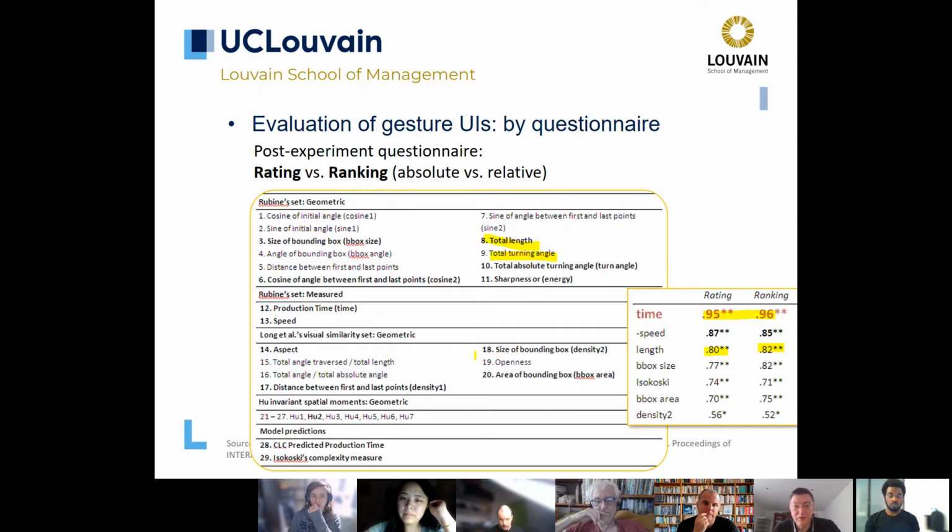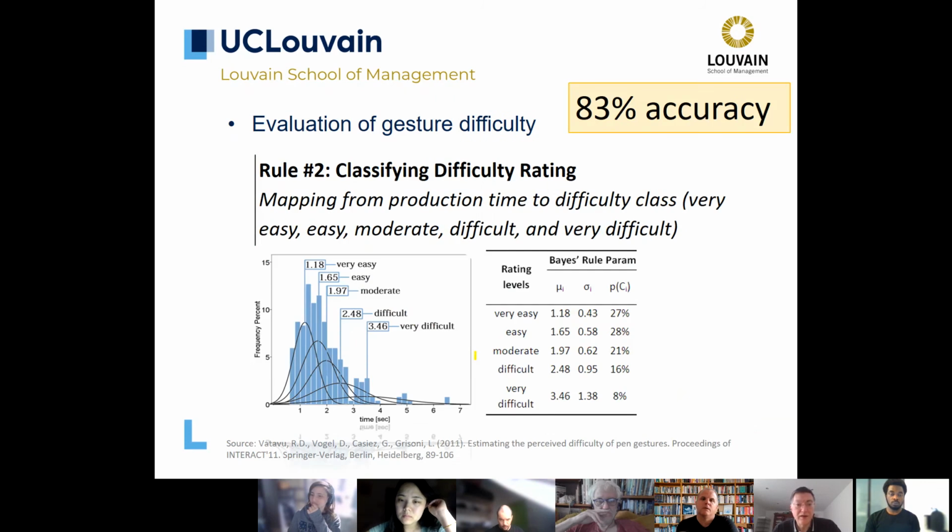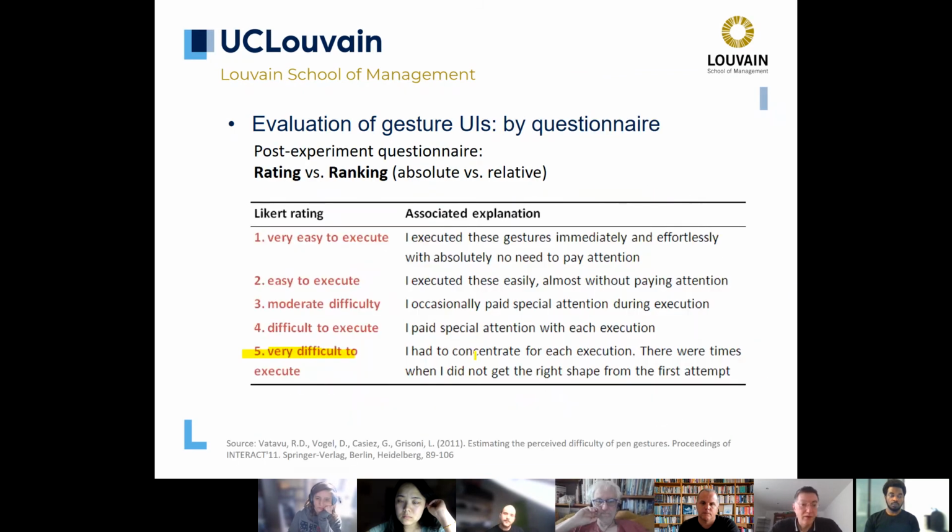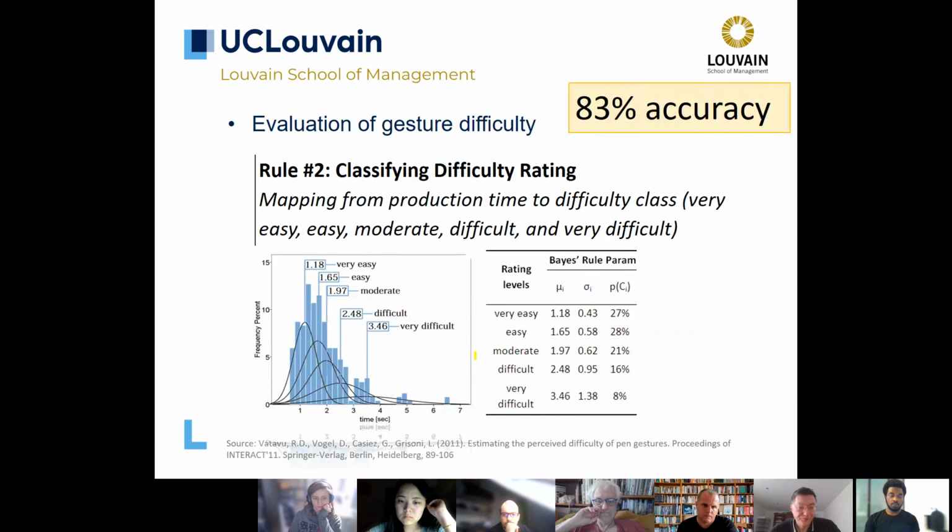But there are some other cases. I will not detail all of them, but there are some more. A second rule is the mapping from the production time to the difficulty class. We have seen here that there were 5 levels of ratings. So based on that, the distribution of gestures is very different: very easy, moderate, difficult, and very difficult. When it is very easy, the rating and the ranking of those gestures are much higher than the other ones, not surprisingly. And the accuracy of that is 83%.